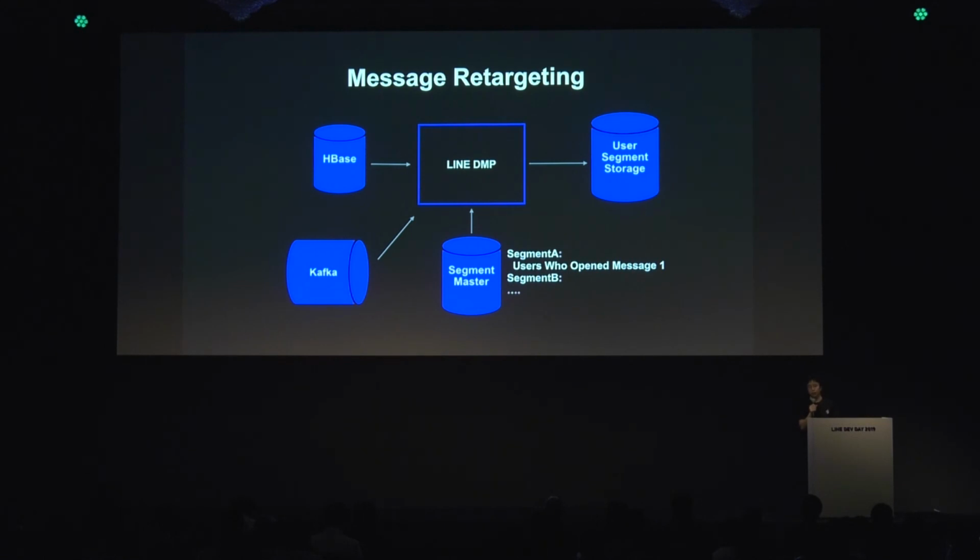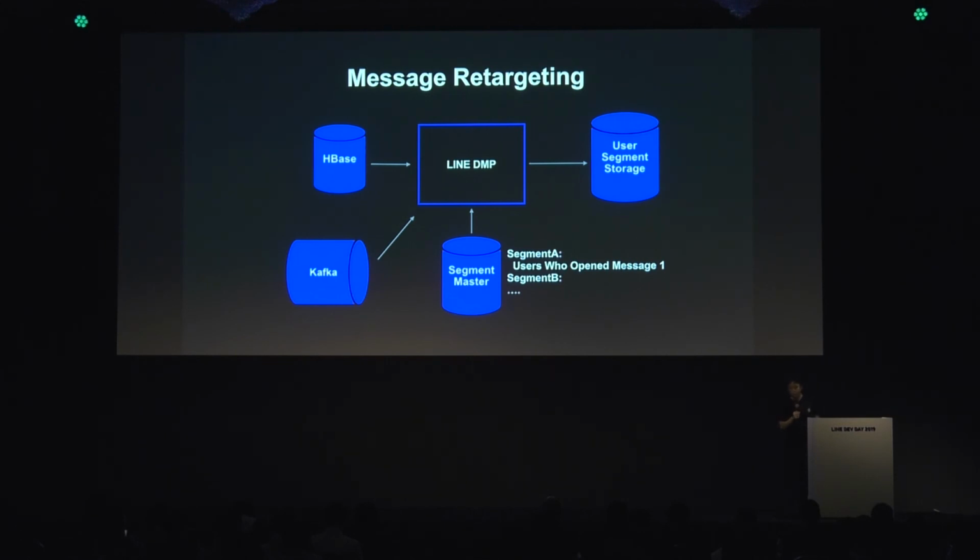What this means is that for a message that was sent in the past, if there's any opening or clicks or other reactions to show the interest, you can create a segment of users with such reactions and interest, and you can send new messages targeting the users on that list so that you can deliver more valuable information. This is using LINE DMP component.